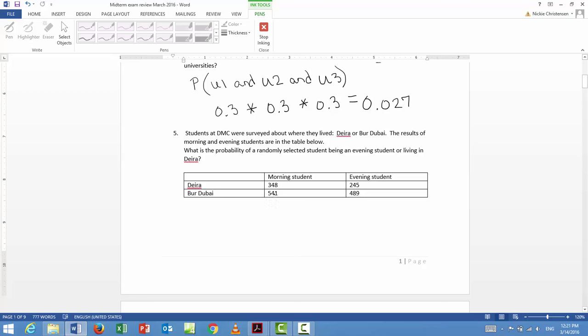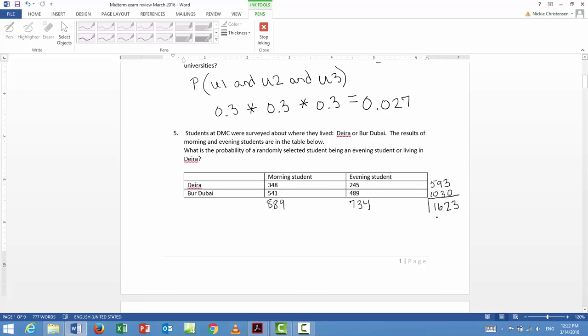So we'll add 348 plus 541. That sums to 889. Okay, then we're going to sum these two numbers as well. That's 734. Then we will also sum the rows. So 348 plus 245. That comes to 593. And then 541 plus 489 is 1030. Okay, then what we have to do, we sum these two totals, and they sum to 1623. And then we check to make sure that the sum of these two is also this.